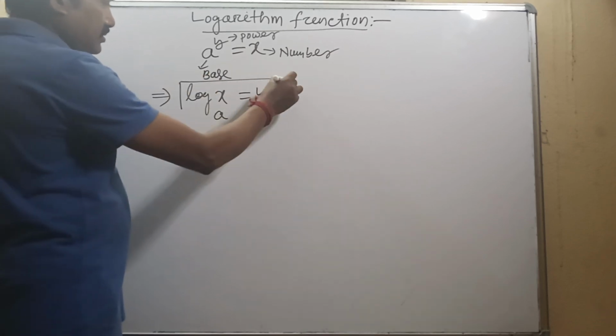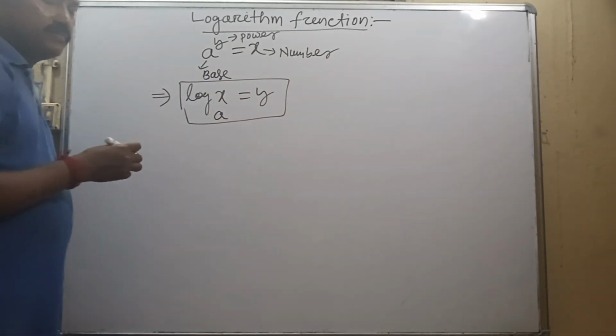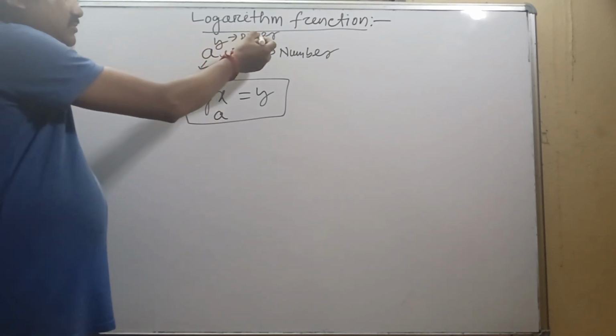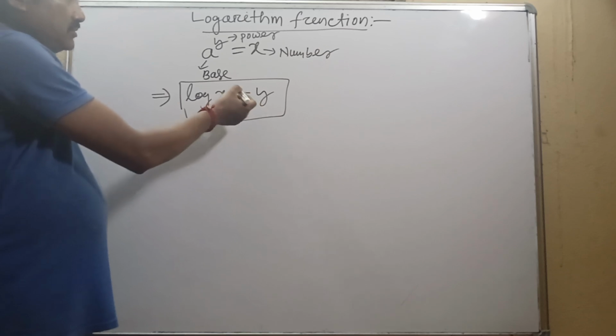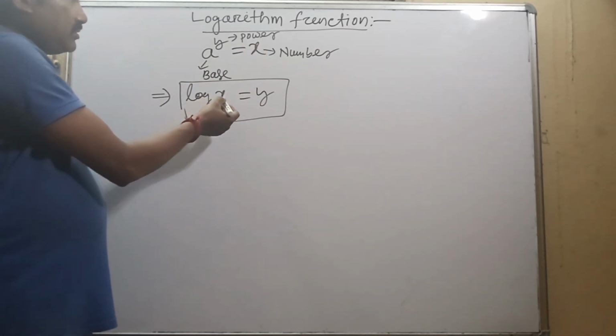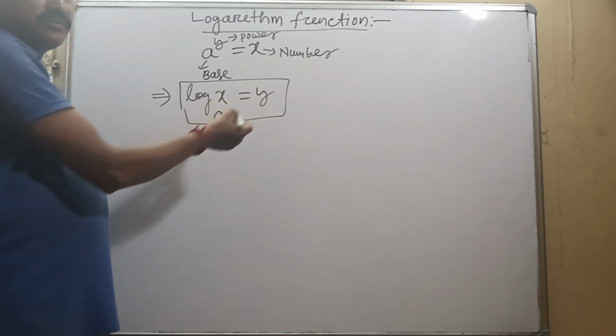Any exponential form can be converted into logarithm form. Here the power is y, that is the log of x. The base always remains the same. Log x to the base a equals y.